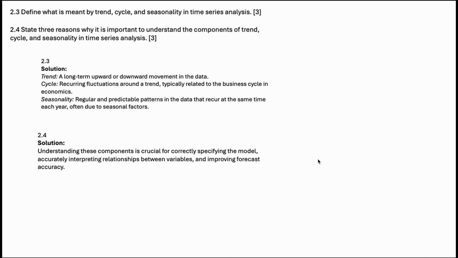State 3 reasons why it is important to understand these components. It's crucial for correctly specifying the model, accurately interpreting relationships between variables, and improving your forecast accuracy. Especially accurately interpreting relationships between variables, because if there's a trend and you don't understand this and don't include it in your time series when it's present, especially between a dependent and explanatory variable that both have a similar trend, then you might have a spurious or misleading relationship where none actually exists. So you're going to infer causality when you shouldn't, when causality doesn't actually exist.